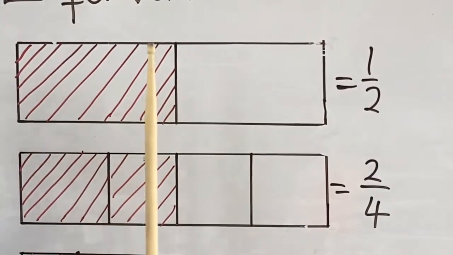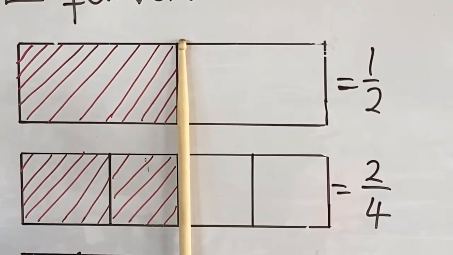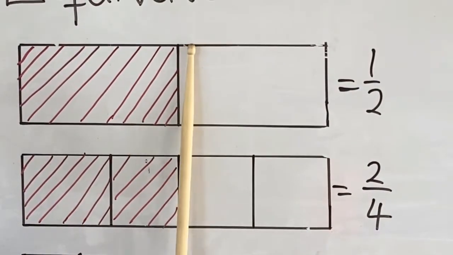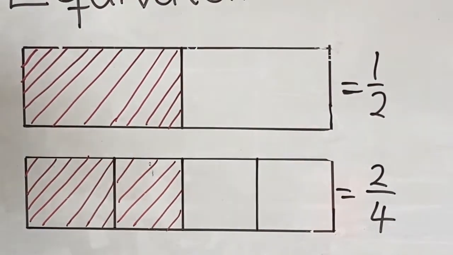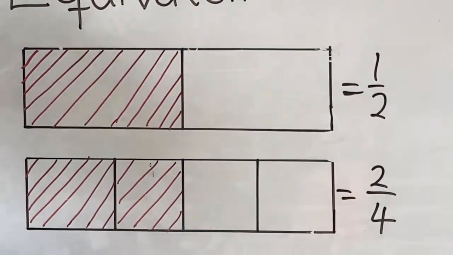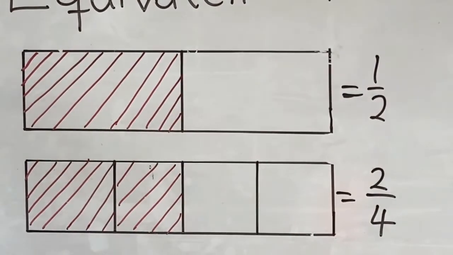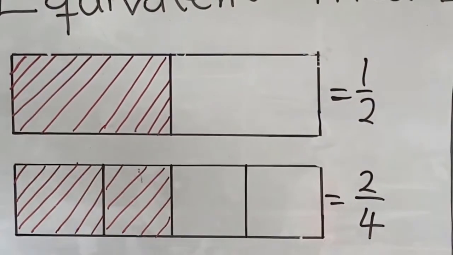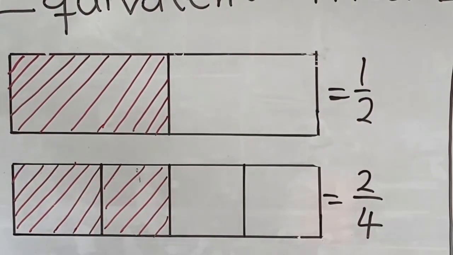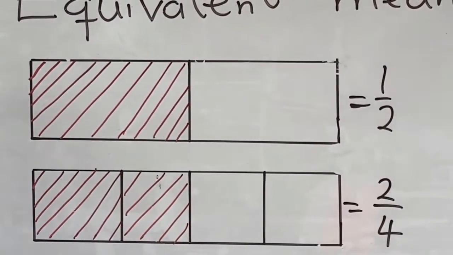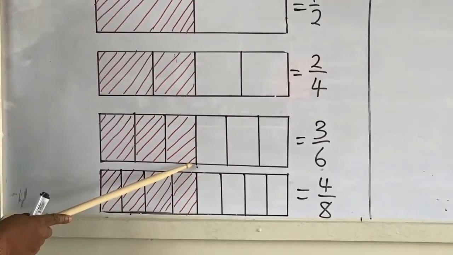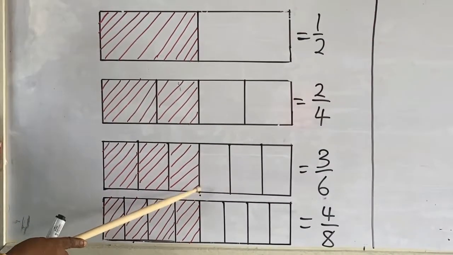Looking at it, 1/2 is the same as 2/4, meaning 1/2 is equal to 2/4, which means 1/2 is equivalent to 2/4. They are the same fraction but have different forms. Let's look at the third rectangle.